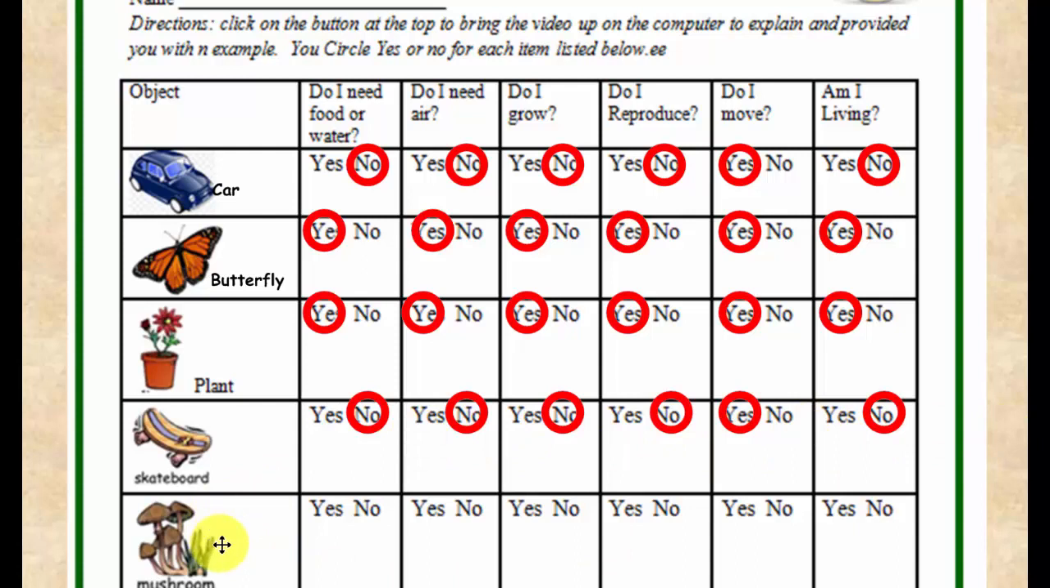Mushroom. Does it need food and water? Yes, it does. Does it need air? Yes. Does it grow? Yes. Does it reproduce? Yes. And does it move? Same process as the plant. Yes. So you have 5 yeses. So is it living? Yes, it is.